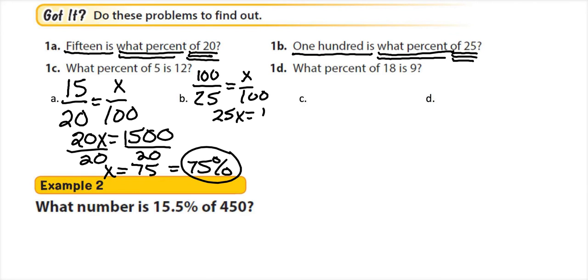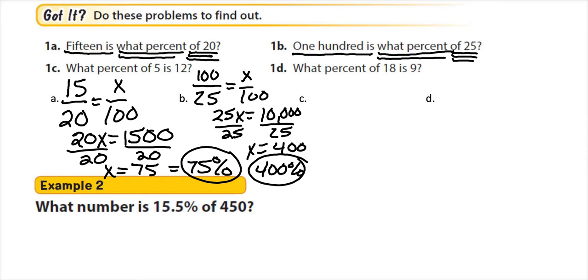And we're going to divide that by 25. And we should have came up with 400, which means 400%. There's your answer for that one.